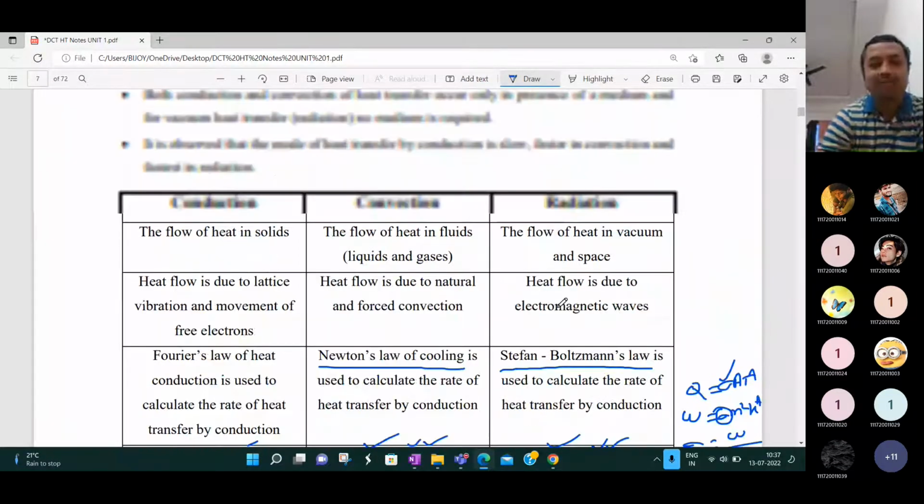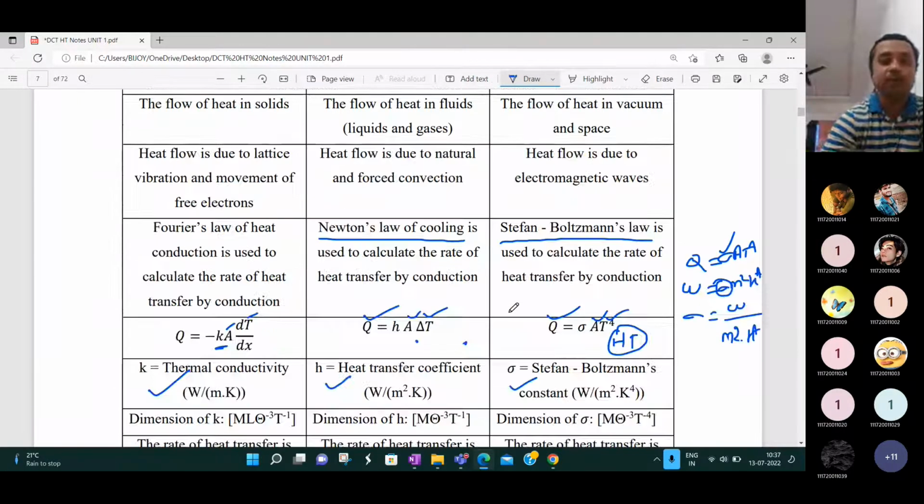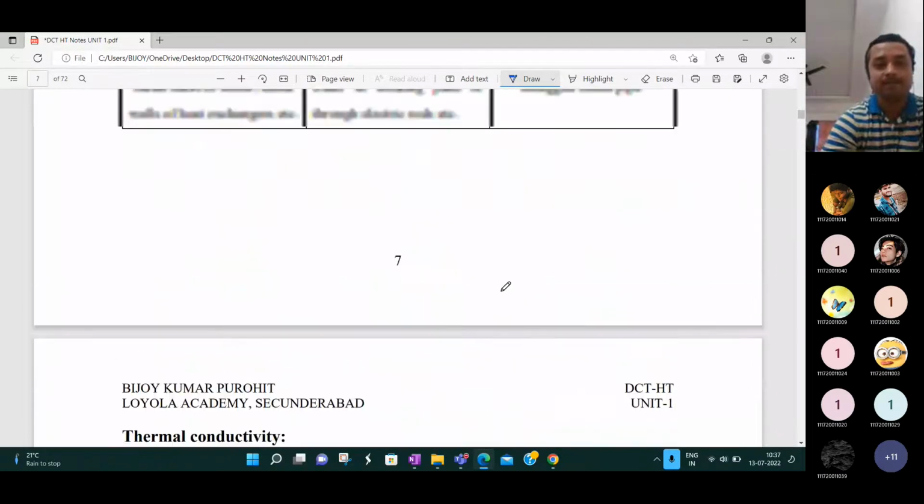So these may be asked as a 10 marks question: what do you mean by conduction, convection, radiation, and what is their difference? In which mode of heat transfer will the heat transfer rate be higher? Can anyone say?